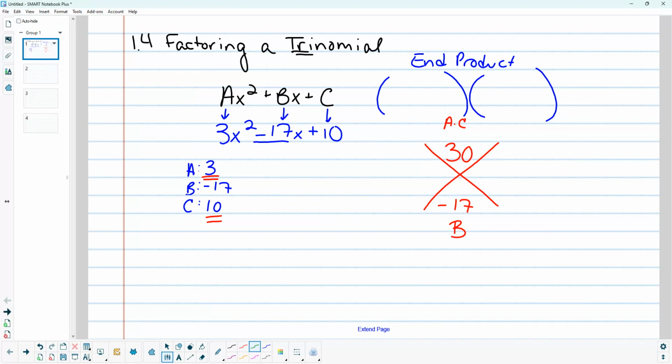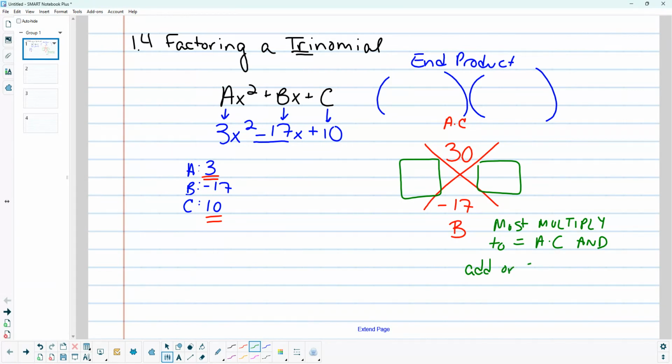Then your job, from here, we need to fill in these two side boxes with two factors, and there's a rule here. They must multiply to equal A times C and add or subtract, depending on signs, to equal B.